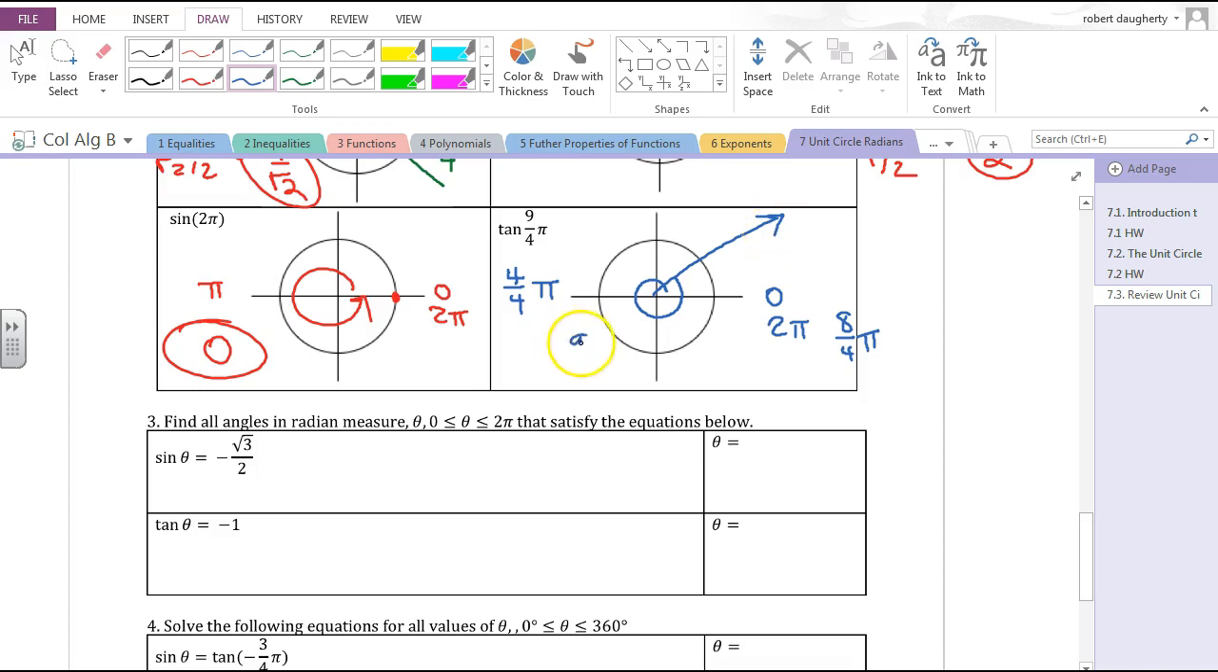And to get to 9/4, I go 1/4 more. So this is the angle of 9/4 pi, which makes this central angle here pi/4. So I'm in the first quadrant. Tangent of pi/4 is y/x, square root of 2/2 divided by square root of 2/2. That is simply 1.